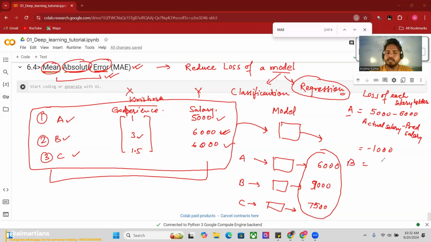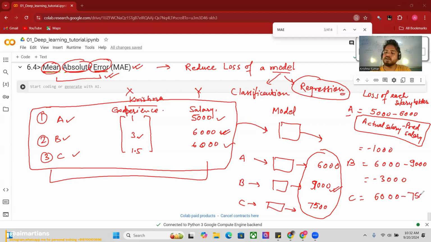Whereas for candidate B, he is getting 6,000 salary right now, and we use the same formula: actual salary minus predicted salary, actual value minus predicted value. I'm talking in the context of salary, which is why I mention salary here. So 6,000 minus what B actually deserves, let's say 9,000. So he's making a loss of 3,000. Similarly, C is getting 6,000 right now, but deserves 7,500, so he's making a loss of 1,500.